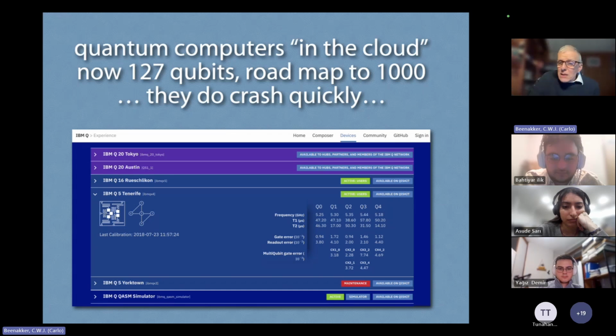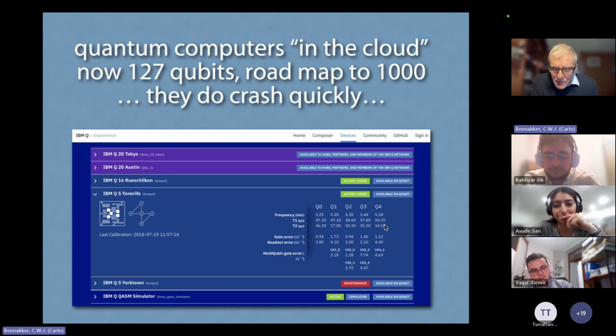And they have a roadmap. I think they've promised 1,000 qubits this year. So this is going pretty well. This is how it looks. So this says Q20, Q16, Q5. This is the number of qubits: 5 qubits in some array, 16 qubits, 20 qubits. And this is actually the 5 qubit device. Here are the 5 qubits, and this is the frequencies, the clock speed. And then here there's a number which may give you pause. It says T1 and T2, and it says microseconds. A microsecond is one millionth of a second. This is the time after which it crashes.